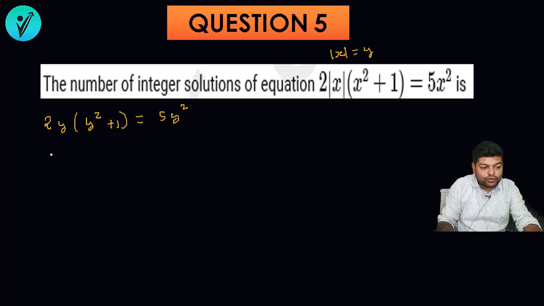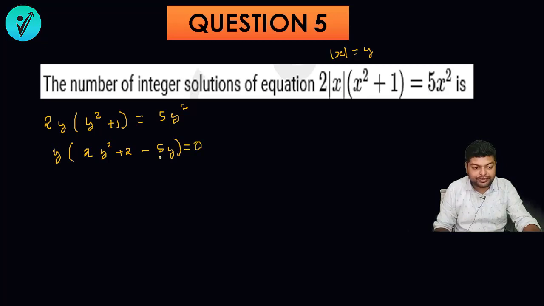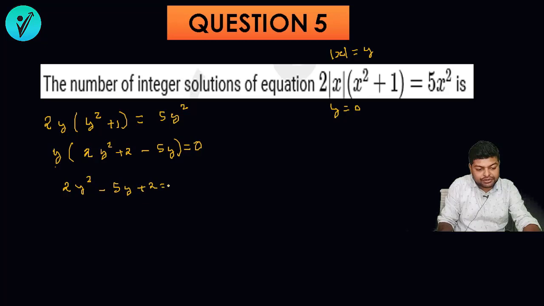Now if I move this side and take y common, it will be 2y square plus 2 minus 5y equals 0. Clearly either y will be 0 or the bracket will be 0. So one solution we get is y equals 0. Now let's solve this quadratic equation: 2y square minus 5y plus 2 equals 0.